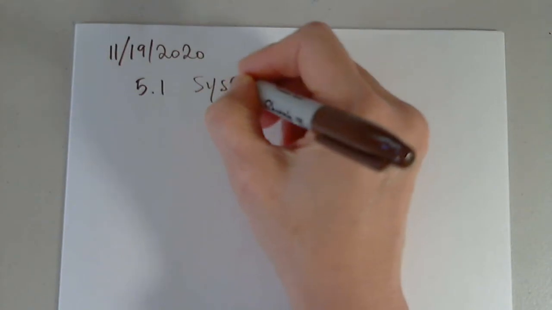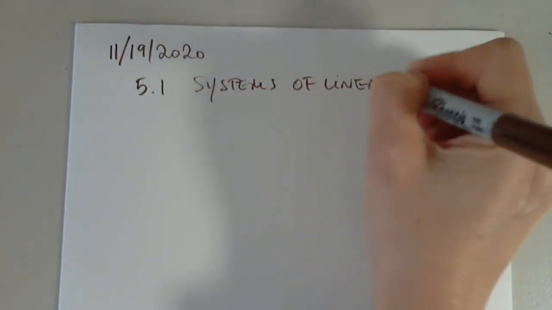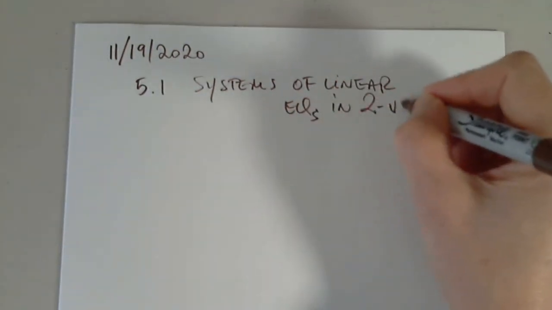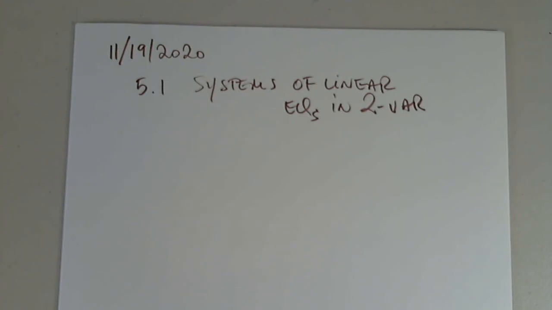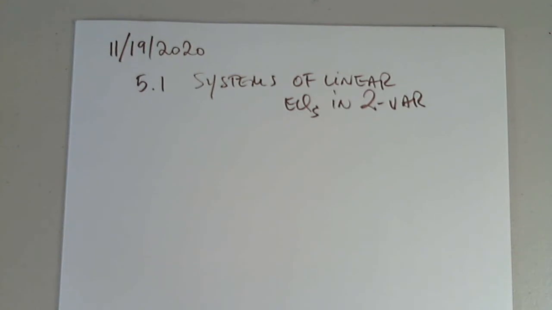We're continuing with 5.1, systems of linear equations in two variables. I'm pretty sure you remember this, but I will present everything as if we don't know anything.